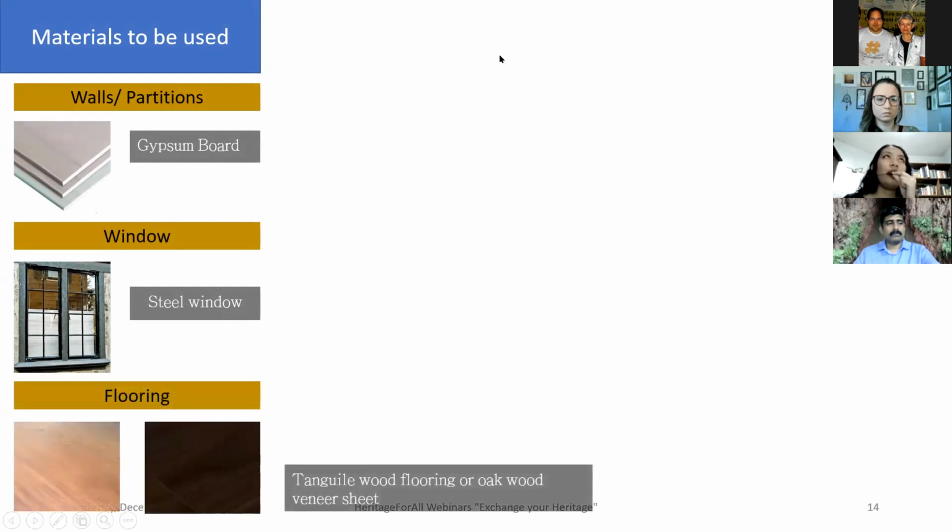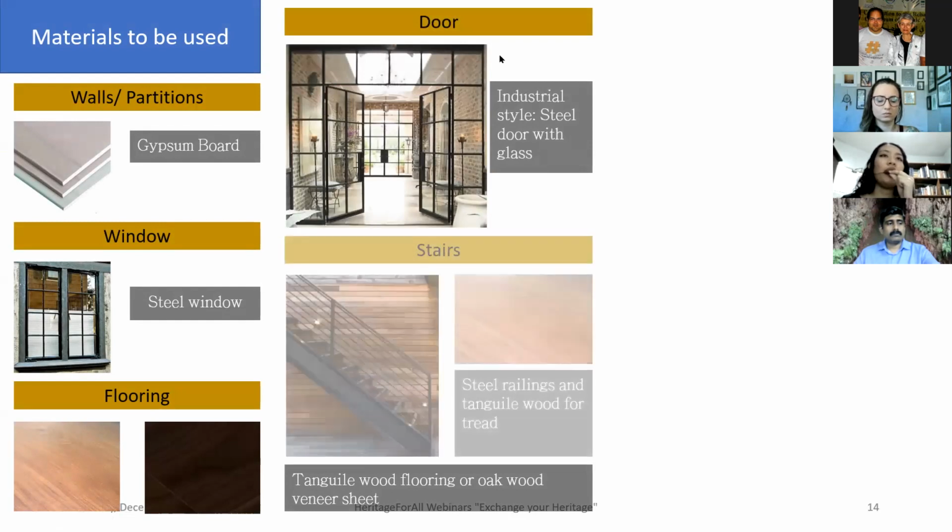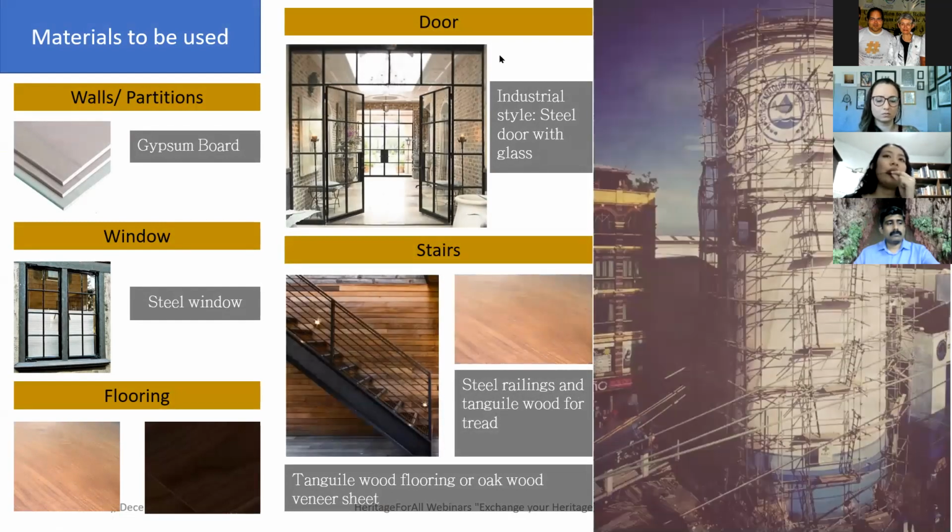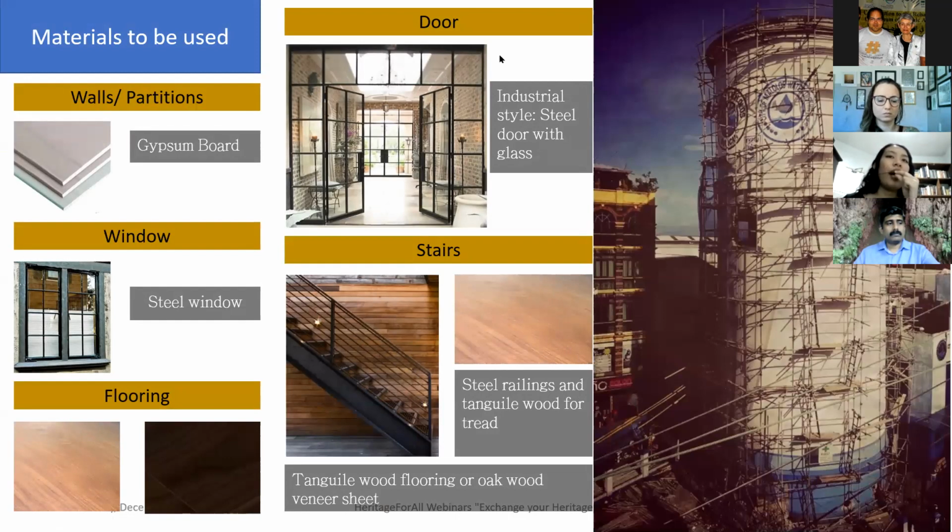If the water tank is restored and converted into a museum, these are the possible materials that can be used. For the door, industrial style can be used, and steel railings and tangile wood for the threads. For flooring it can be wood, and for walls it can be gypsum boards. These are just my suggestions before.